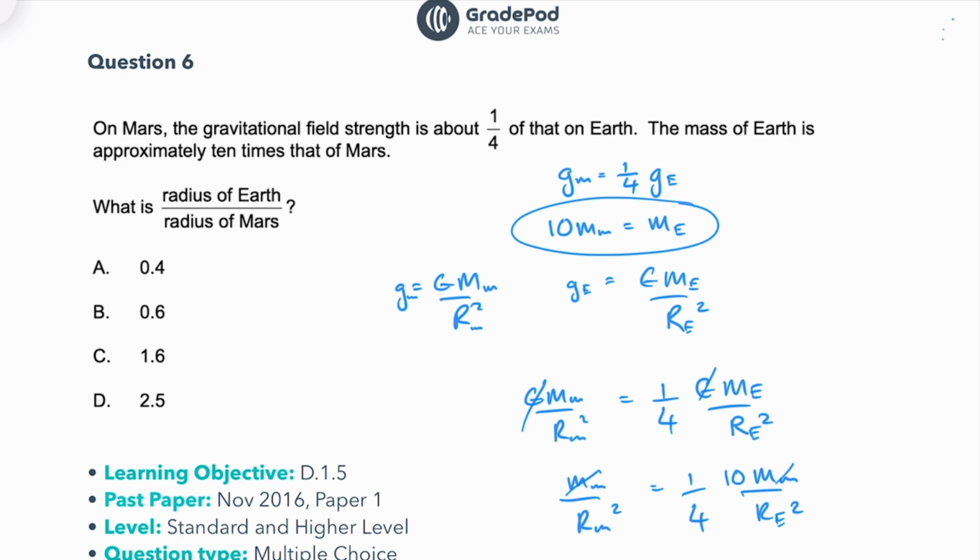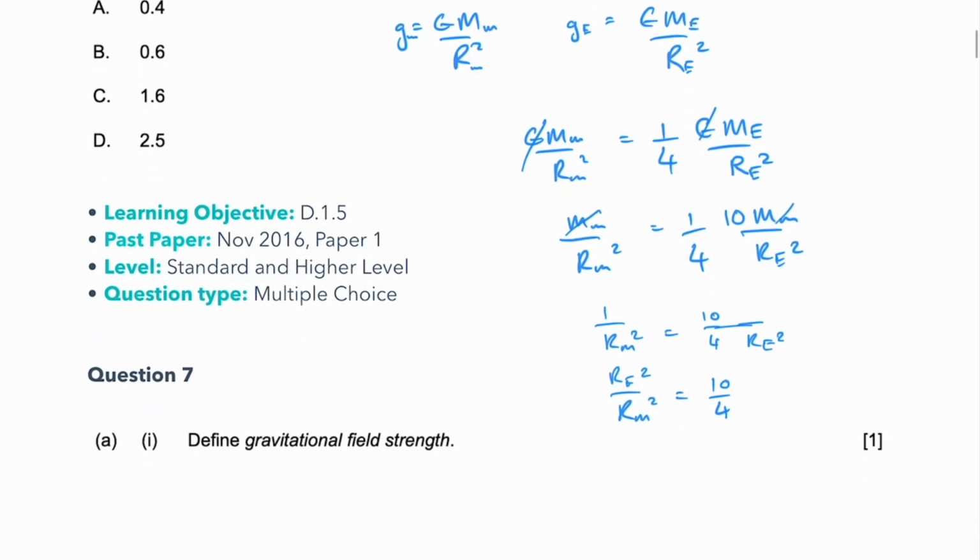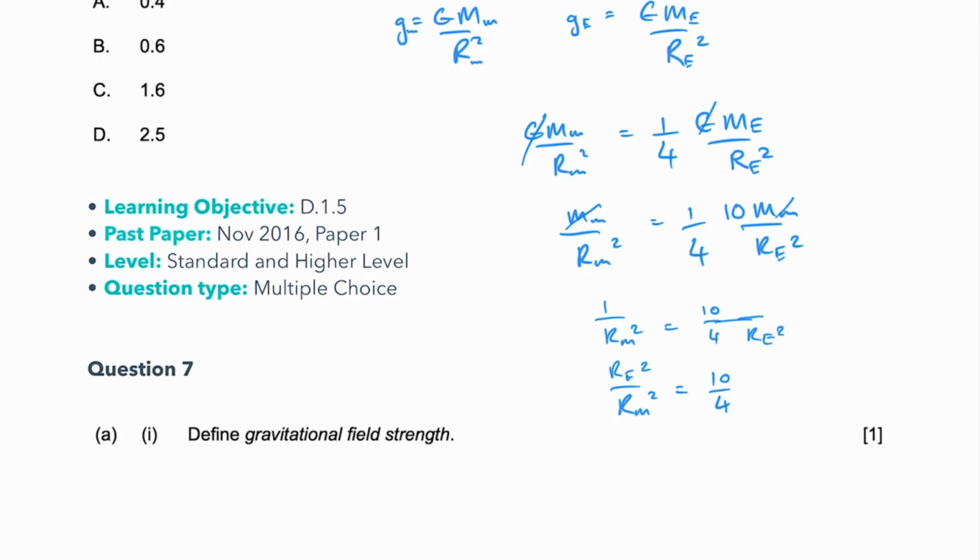That means we can cancel out the mM. So what we have is 1 over rM squared equals 10 over 4 over rE squared. Let's bring the rE up and over. So rE squared over rM squared equals 10 over 4. Then we square root everything. So rE over rM, which is the ratio we're looking for, is equal to the square root of 10 over 4.